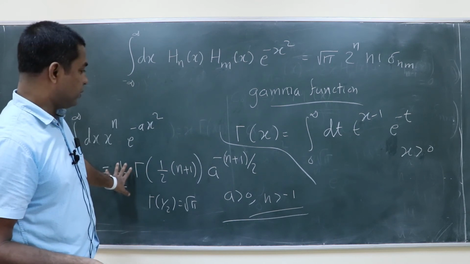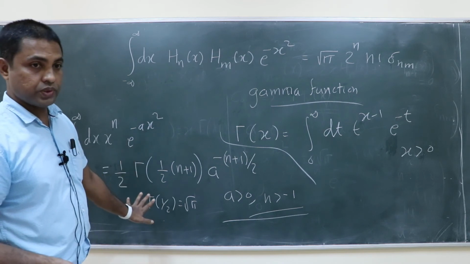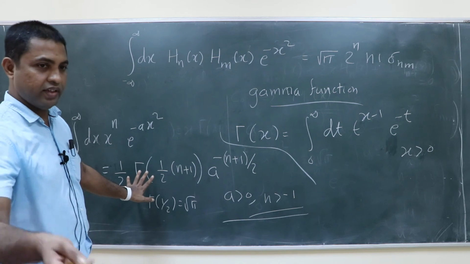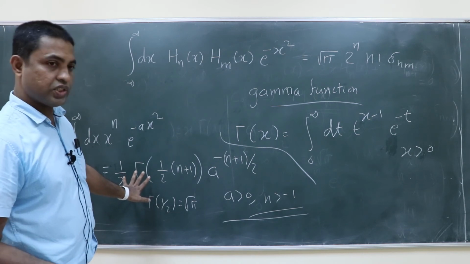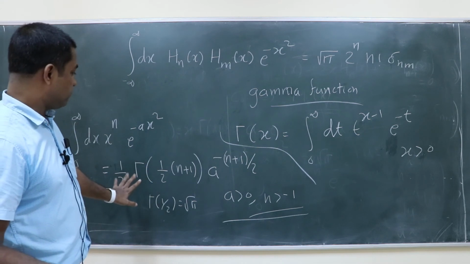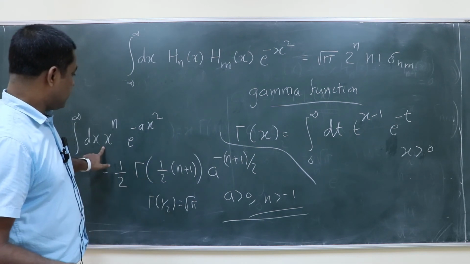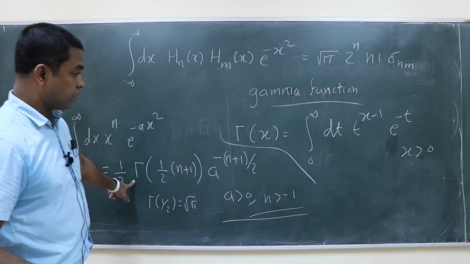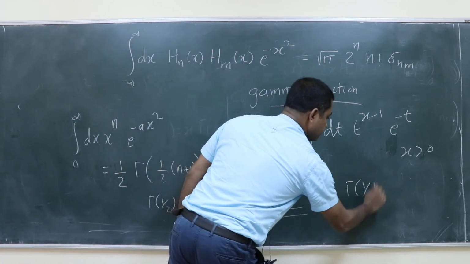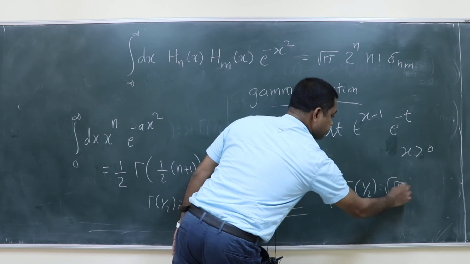So this formula you can use, because you will come across this in so many places later on. Whatever integral you have already carried out, you can use this. That's my idea. So this integral you are relating in terms of the gamma function, and gamma of half is root pi.